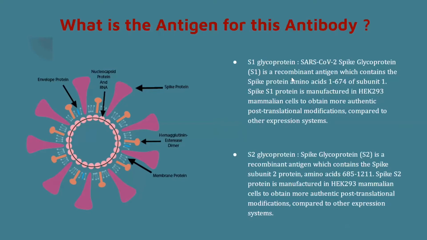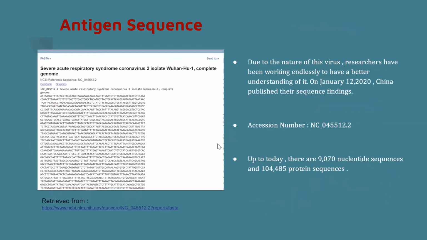The S1 is located in the protein range of the amino acids 1 through 674. For S2 glycoprotein, it is located in the amino acid range of 685 to 1,211. This is the antigen sequence. Due to the nature of this virus, researchers were working endlessly to have a better understanding of it. And on January 12th, China published their first sequence.